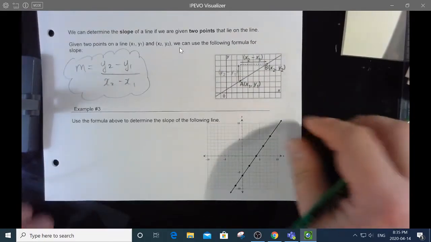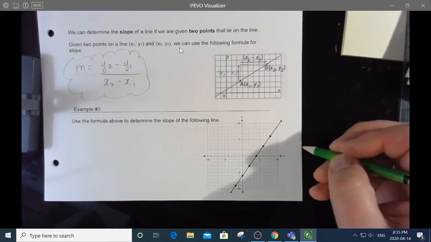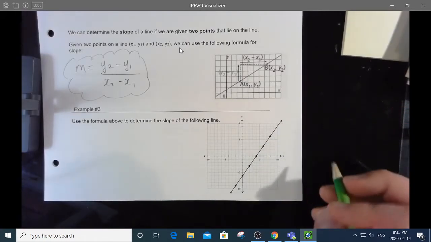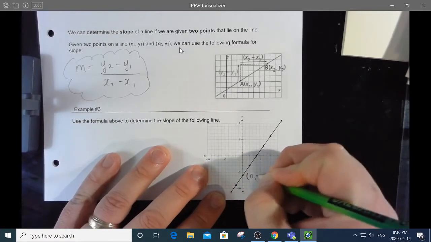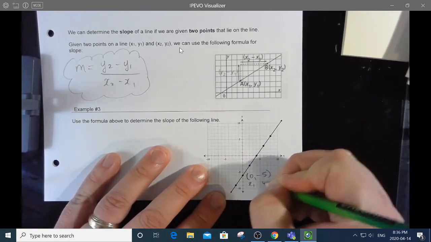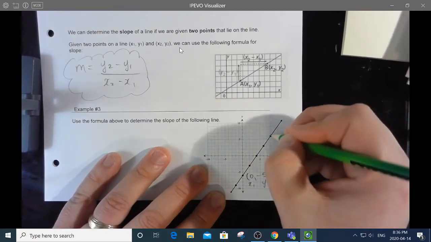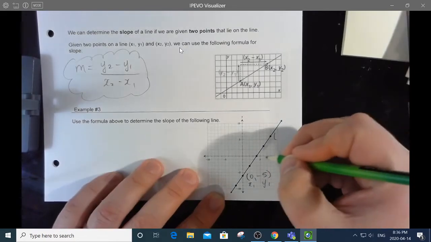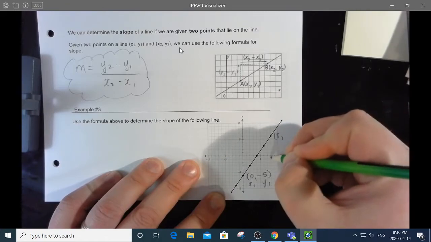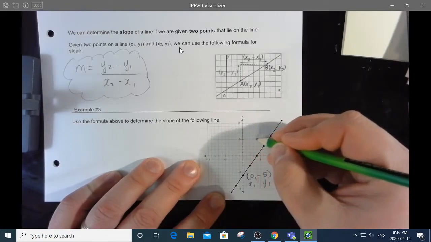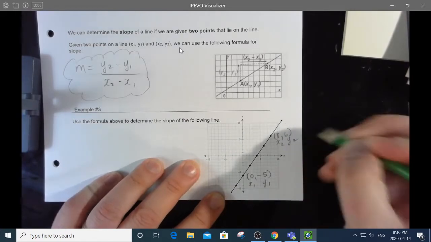Okay, use the formula above to determine the slope of the following line. Well, I have my choice here as to what x1 and y1 could be. I'm going to pick this point right here as x1, y1. So that's going to be 0, negative 5. So that's my x1 and my y1. And I'll pick this point here, which looks like it's 5, 6, 7, 8, 8, comma, and ooh, I can't read these. These are so small. 5, 6, 8, 6 is my x2, y2.